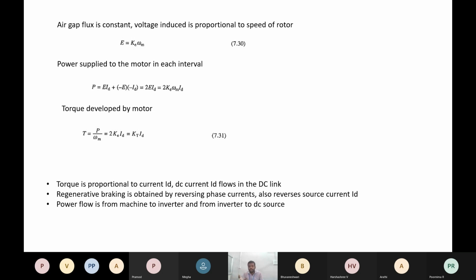So here our source current is ID. The power flow is from the machine to the inverter and from the inverter to the DC source. Reverse, opposite.